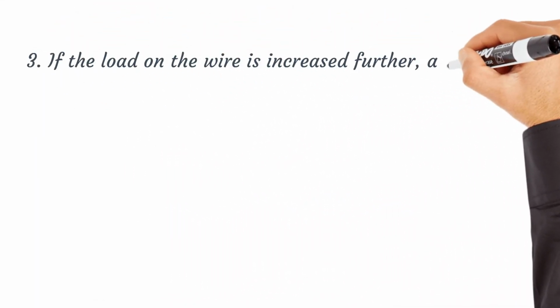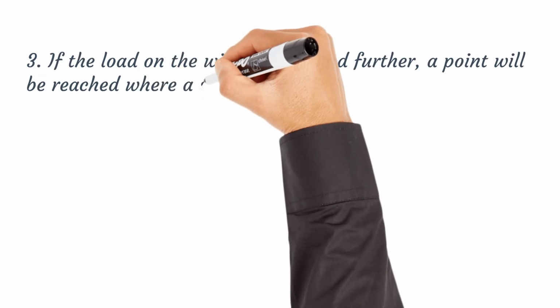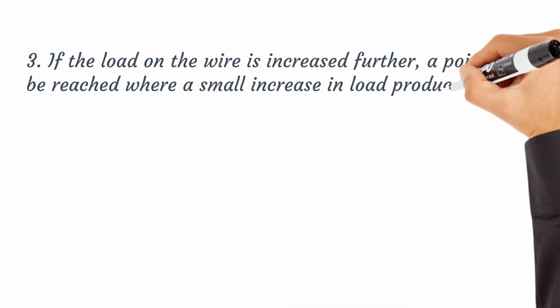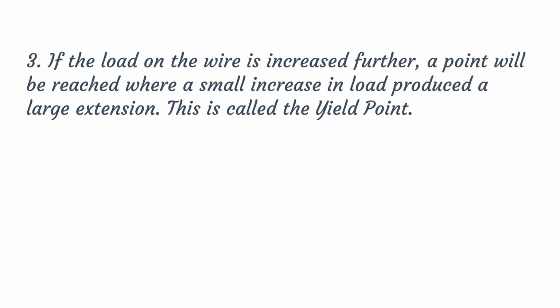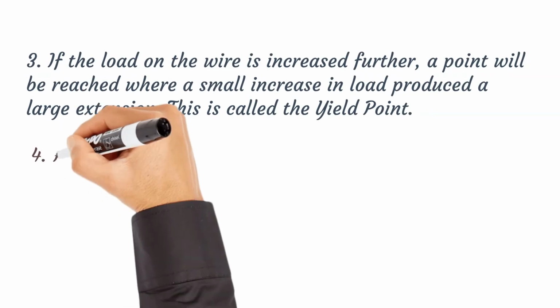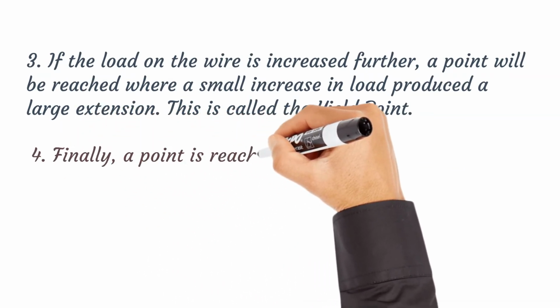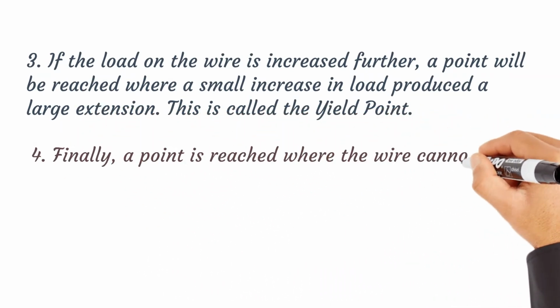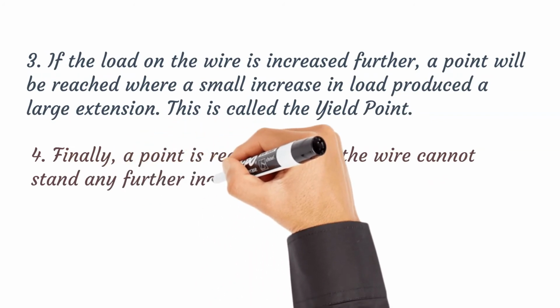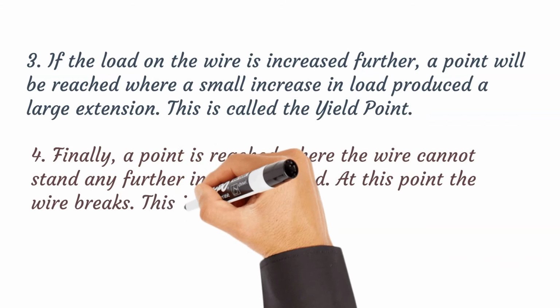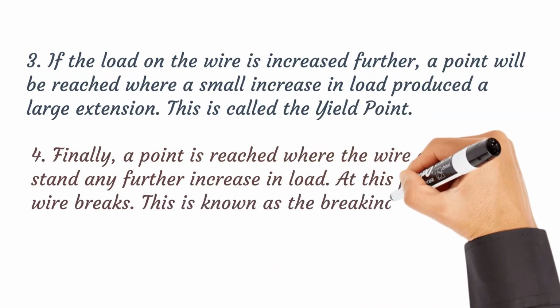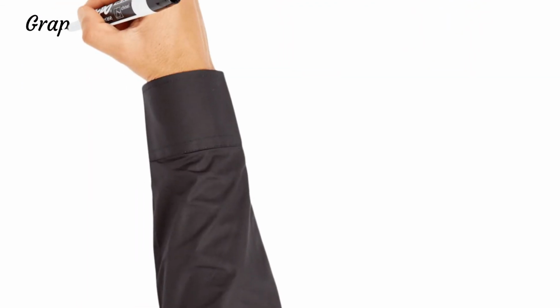If the load on the wire is increased further, a point will be reached where a small increase in load produces a large extension. This is called the yield point. If we continue to add load, a point will be reached when the wire will break. So you are adding load to a material gradually, and the thing is extending and extending until it gets to the breaking point. That's what we are saying.